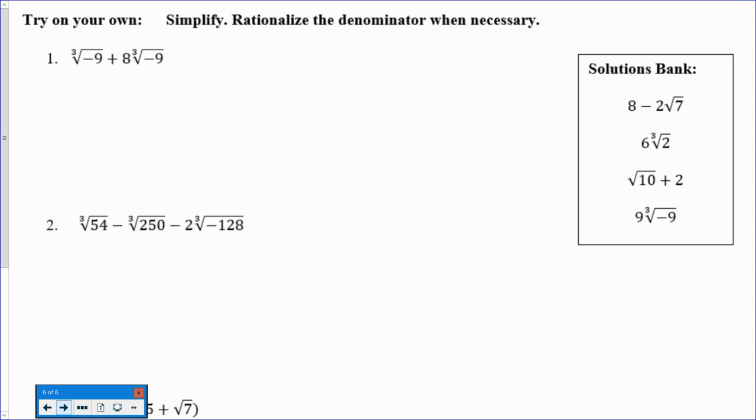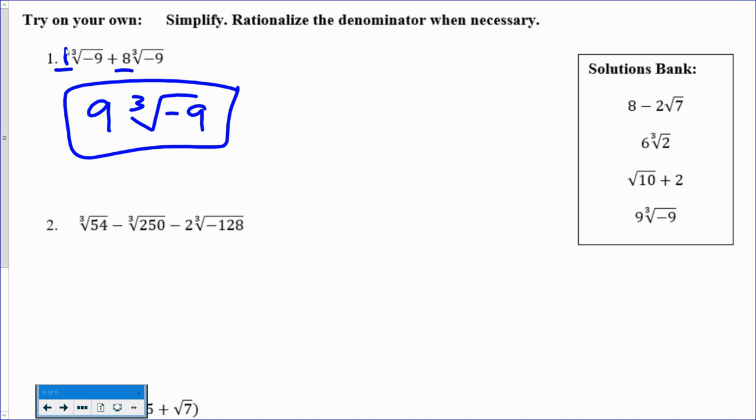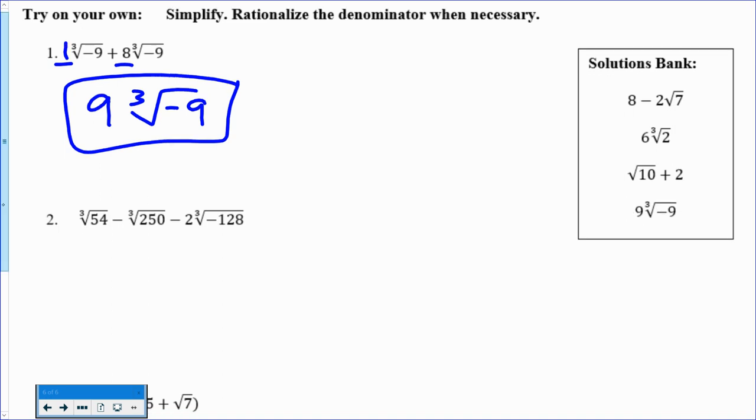All right, with this first one, number 1, they have the same cube root, so the same index. -9 is the same in both of the radicals, so that means they are like radicals. There is my invisible 1 in front of there, so I'm adding the coefficients. 1 plus 8 would be 9 cube roots of -9, which you should see in your solution bank.